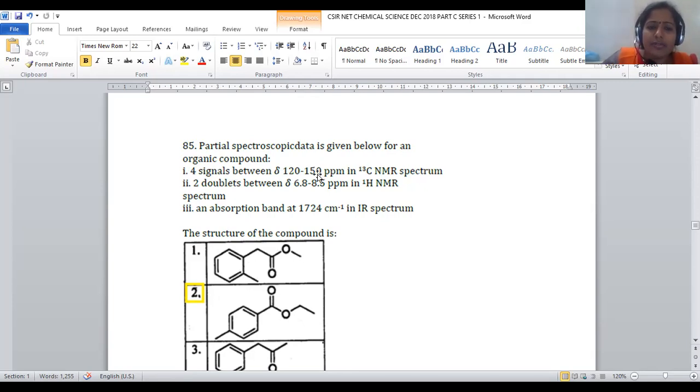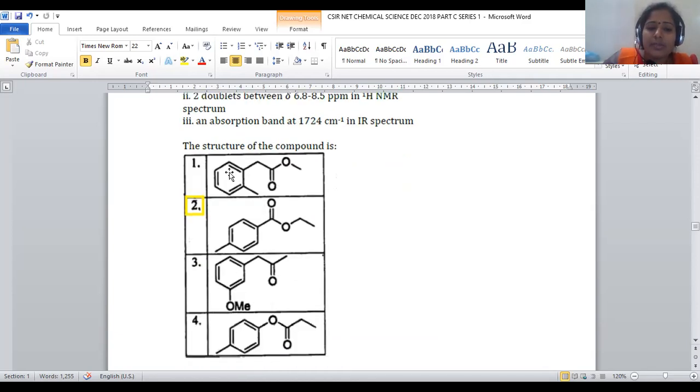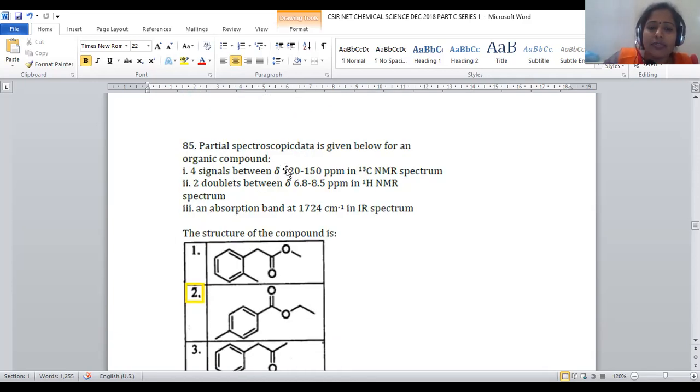4 signals between 120 and 150 ppm in C13 NMR. Most probably, delta values in the range of 120 to 150 are given for the aromatic region only. That means all these 4 signals belong to aromatic carbons only. That means a benzene ring will give this information. So C13 is not providing the complete information in order to predict the structure.